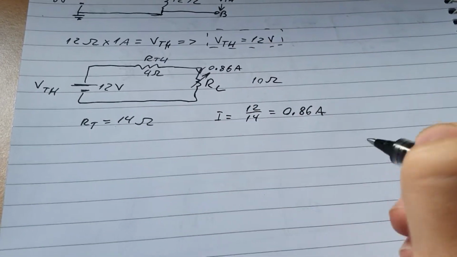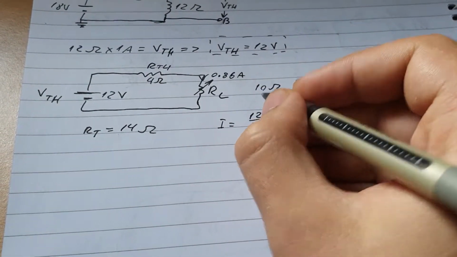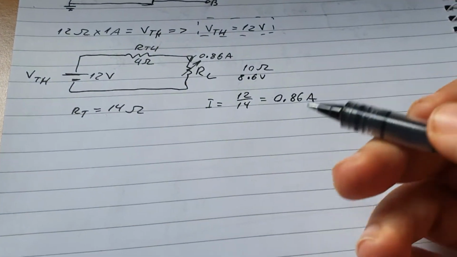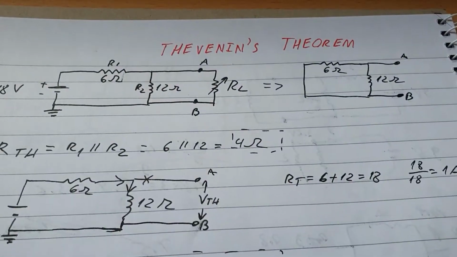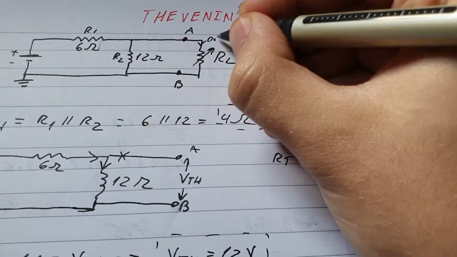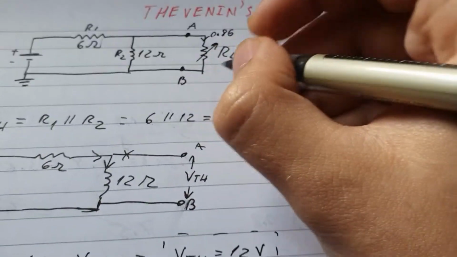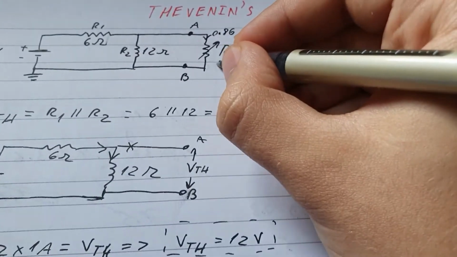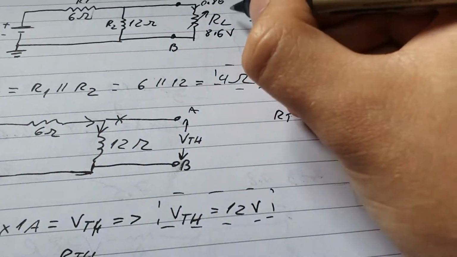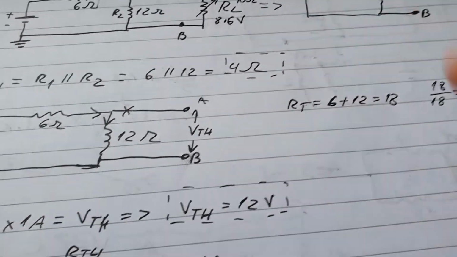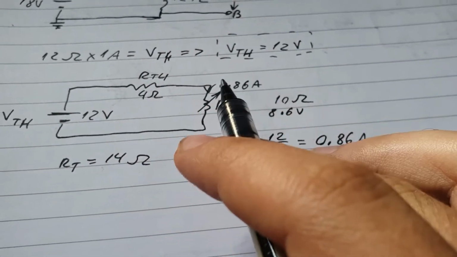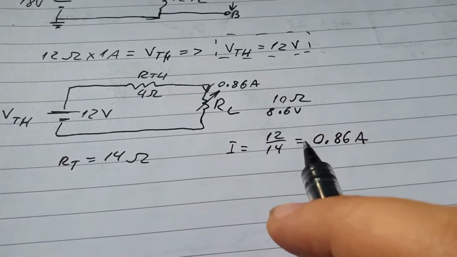So now we know that through this side, 0.86 amps are going through, which means that the voltage inside here is 8.6 volts. So we already know two important things about this resistor: the current going through it is 0.86, and the voltage through it is 8.6 volts. If it's got the value of 10 ohms, you can replace it with any value in here, and you can easily determine the new current and new voltage.